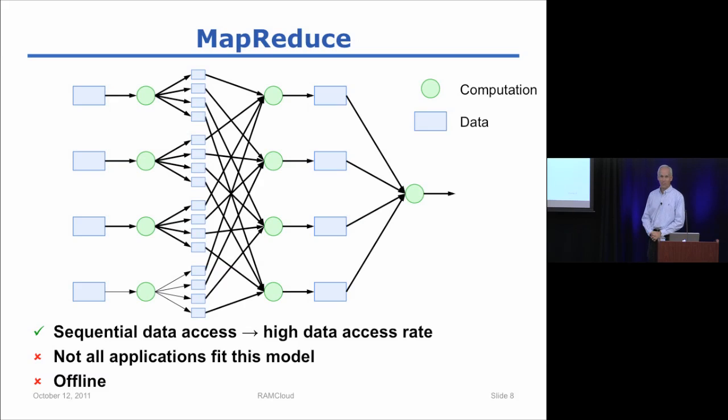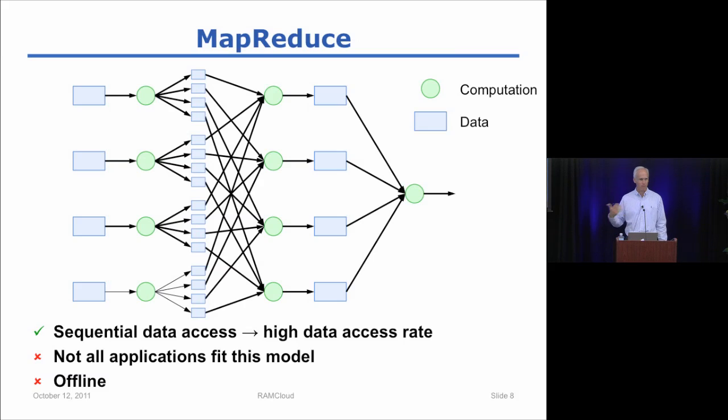But the other problem with this is these are fundamentally offline applications. You typically can't do this to return a web page to somebody. You can do this if you're doing an overnight batch job to process all your logs from the day before or something like that. So both the best part and the worst part about MapReduce have to do with how it turns random accesses into sequential accesses.